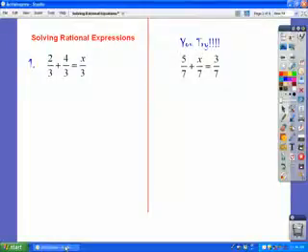Now we're going to take everything we learned and combine it all together, and we're actually going to solve these rational expressions. So when we're done with these problems, the answers are going to be x equals 4, y equals -1, and so on, right? So there's going to be an answer to them all, just like we did.